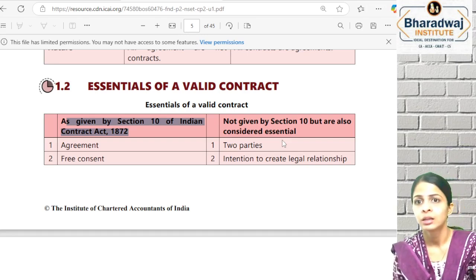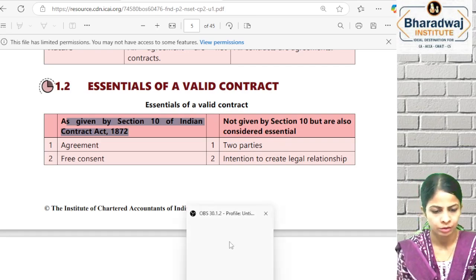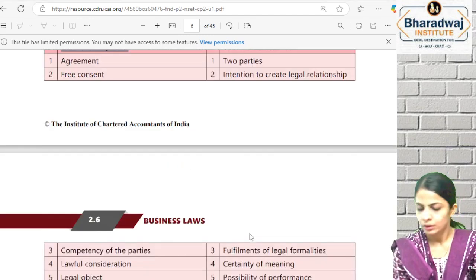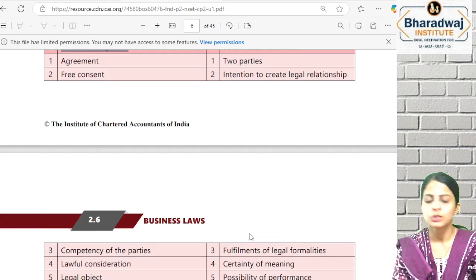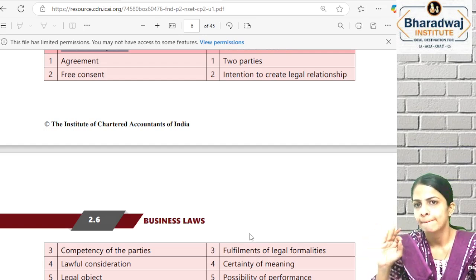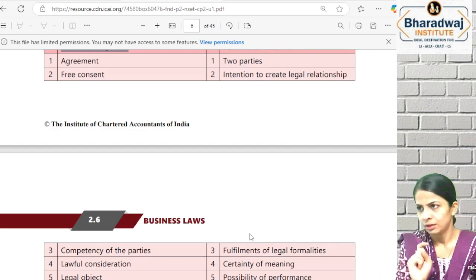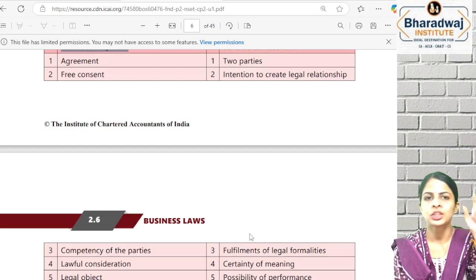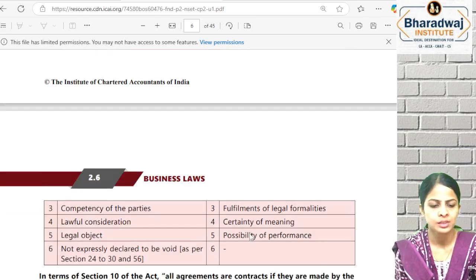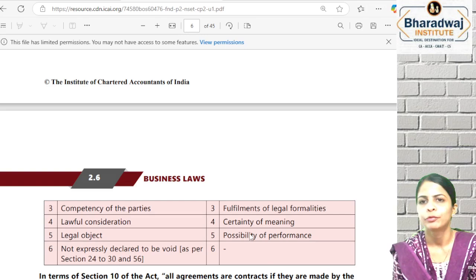Third one is the terms of the contract have to be certain, definite, and not vague. Best example? The terms of the contract have to be certain. Example: oil. Okay, 10 liters of oil. The question is which oil? Clear? Next, it has to be possible to perform, possibility of performance.